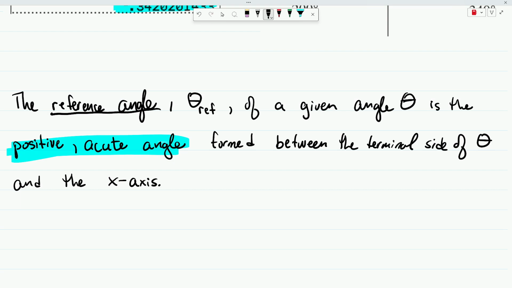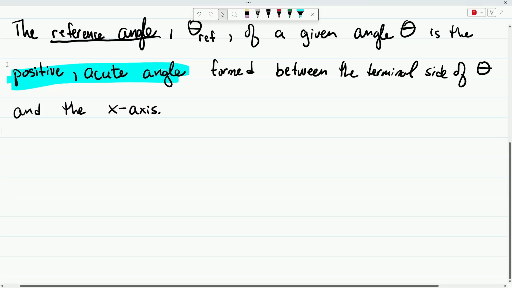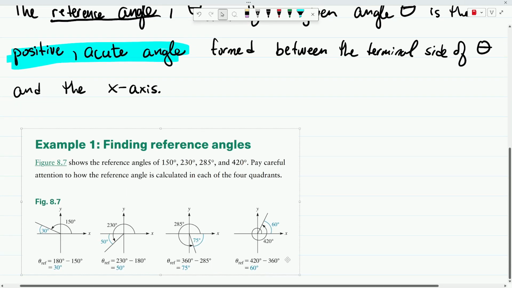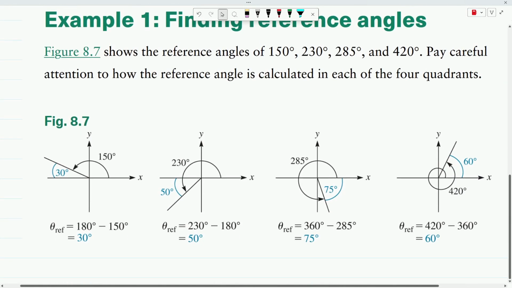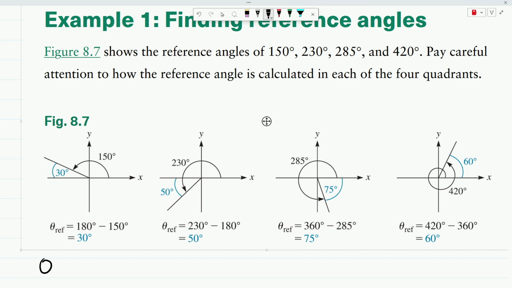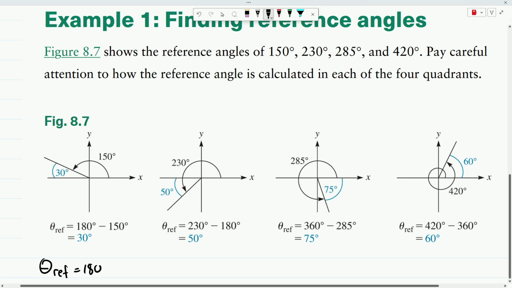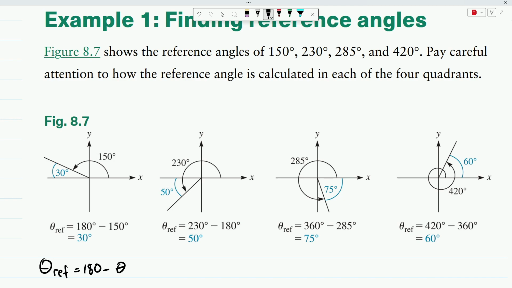So your book actually has a really nice example. It's the very first example, so I'm just going to copy and paste it into our notes. And it demonstrates how we get the reference angles. Anything in quadrant 1 will have its own little reference angle, which is basically the angle itself. Now, in quadrant 2, the reference angle will always be 180 minus theta, whatever that angle happens to be. So, for example, if the angle is 150, the reference angle would be 180 minus 150, which is 30.